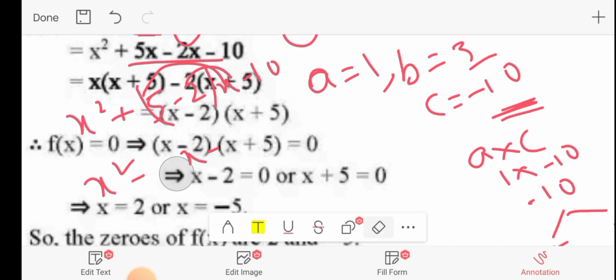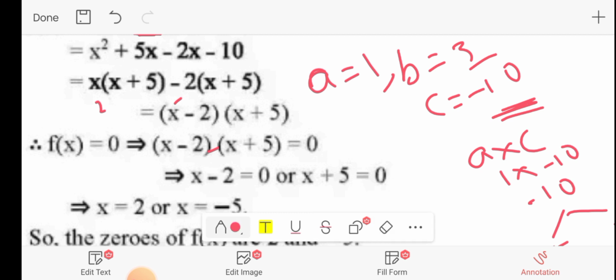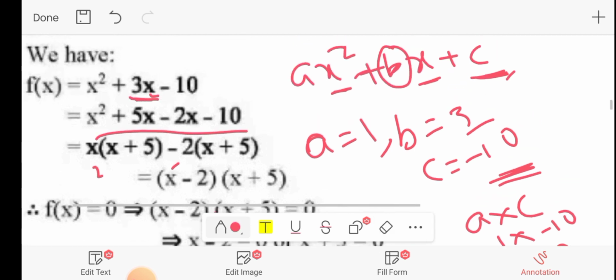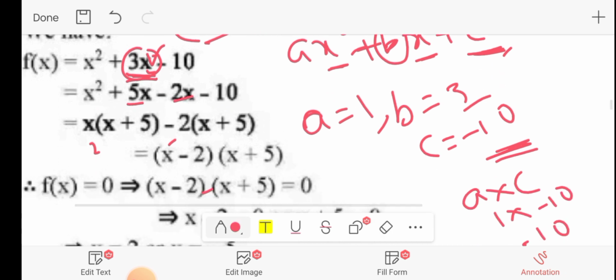This one, x square plus 5x minus 2x minus 10. So I made it in simplest form. Directly, in place of 3 you just write 5 minus 2, in a bracket, and you can write x with this. Then we can open the bracket, 5x minus 2x. That's all. Now we can take common.